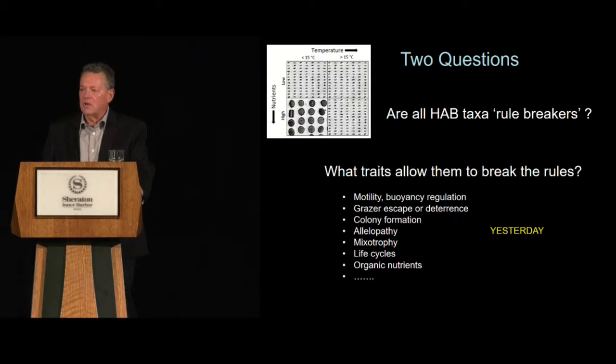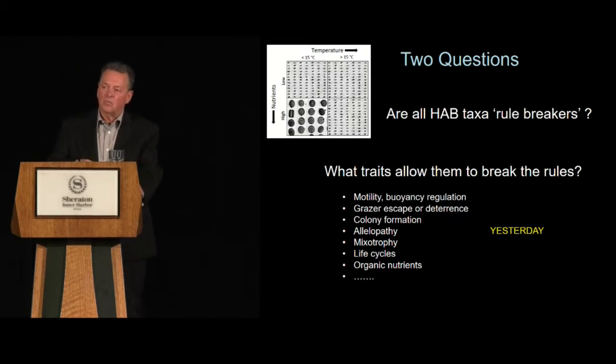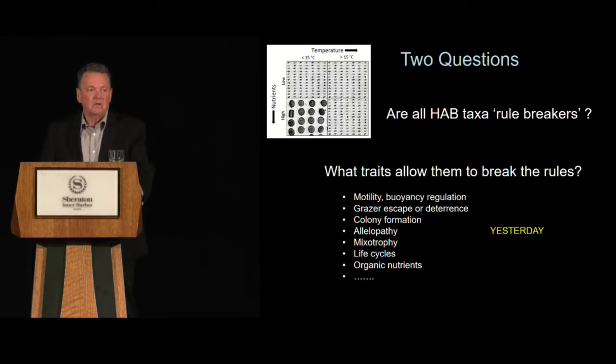Colony formation is a way of deterring predators. We heard something about allelopathy yesterday. I know very little about this. I'd like to learn more from you. Mixotrophy, there were no other modes of nutrition in the model. I'd like to know what the role of mixotrophy is in terms of supporting blooms of species that form harmful algal blooms. Life cycles, we heard a little bit yesterday about cysts and cyst cycles. The ability of organisms to take up organic nutrients as an advantage also was not built into this model.